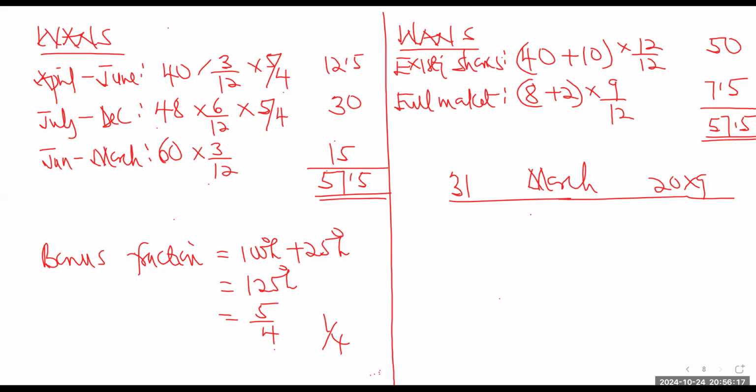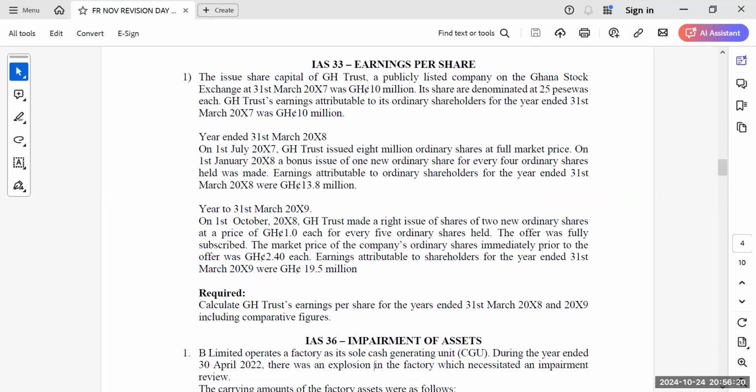Let's take the things that happen during the 2x9. On 1st October 2x8, GA Trust made a rights issue of 2 new ordinary shares at a price of 1 cedi for every 5 ordinary shares held. The offer was fully subscribed. The market price of the company shares immediately prior to the offer was 2.4. The earnings attributable to this one was 19.5.